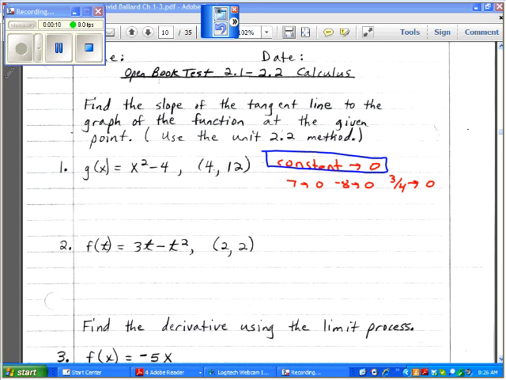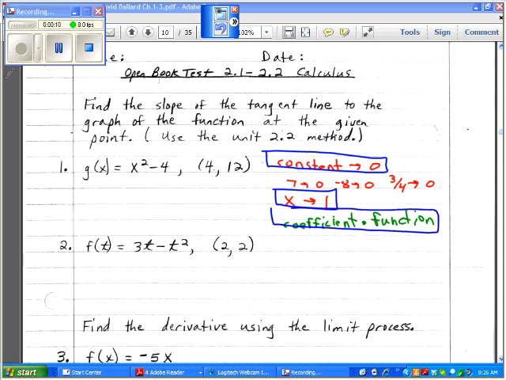The derivative of x is 1. We know that the derivative of a coefficient times a function is going to be equal to the coefficient times the derivative of the function.